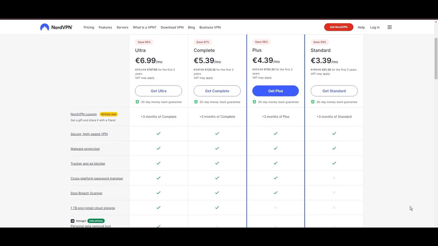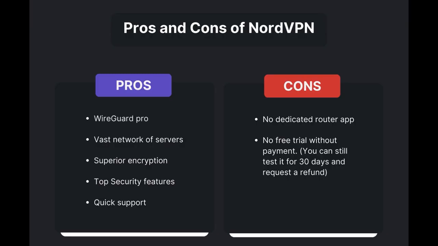Benefits of using NordVPN in Winnipeg include swift and stable connections via the WireGuard protocol, an extensive server network for global access, top-notch encryption and security measures, and 24/7 customer support. However, there are a few drawbacks to note. No dedicated router app is available. No free trial is offered. Overall, NordVPN stands out as the best VPN for Winnipeg.